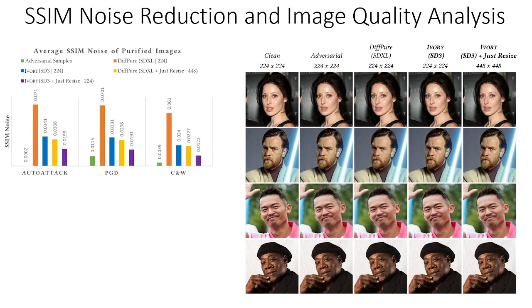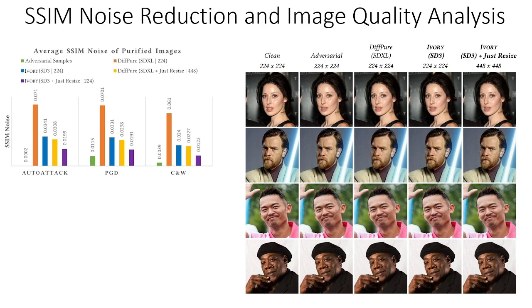Starting from the left, we have the original clean image, followed by an adversarially perturbed image that's heavily distorted by noise. Moving right, we see images purified by Diffpure and then by Ivory. Notice how the image processed by Ivory retains more of the original visual details with less noise. Additionally, when combined with a latent upscaling technique called just resize, Ivory further enhances the purified image quality, making it even more visually coherent and closer to the clean original.